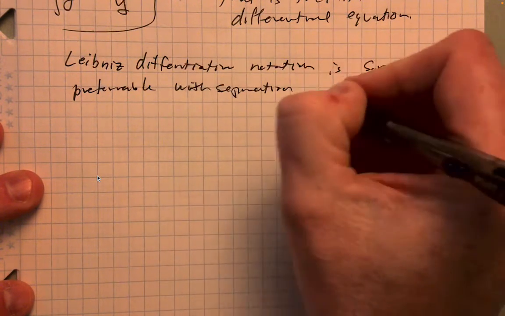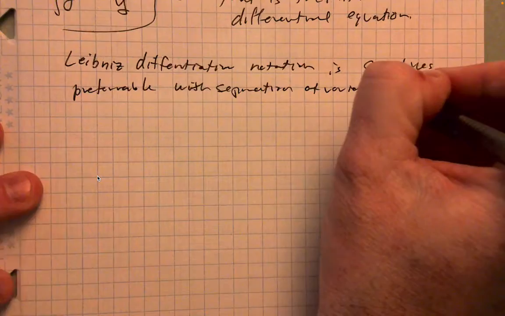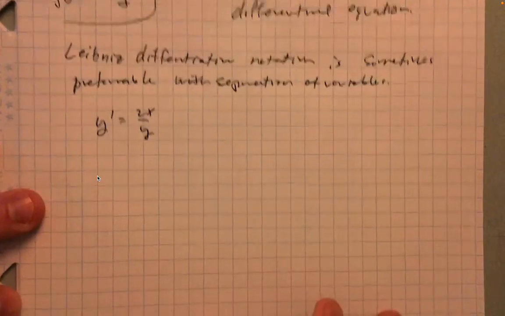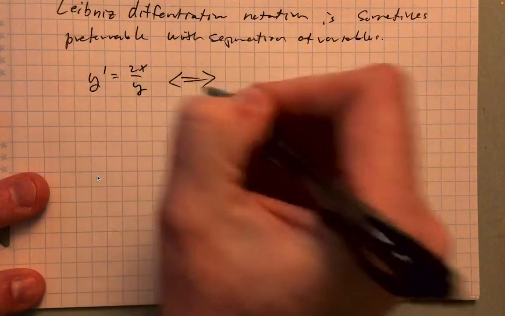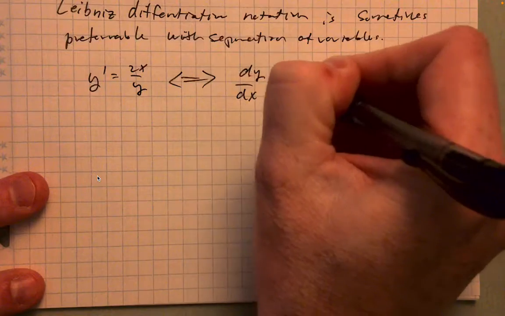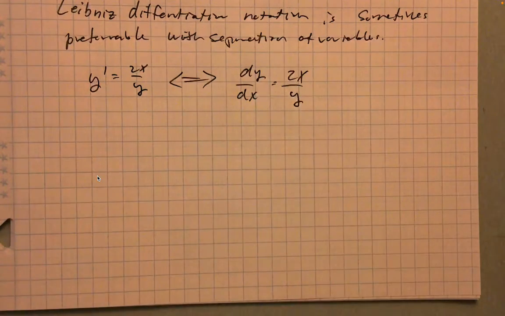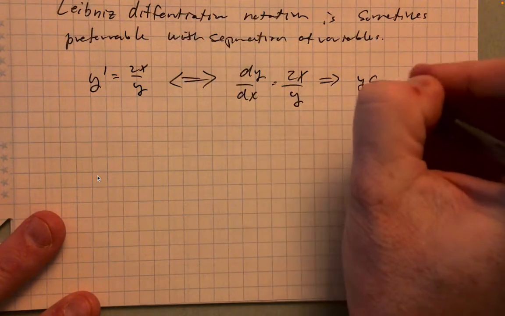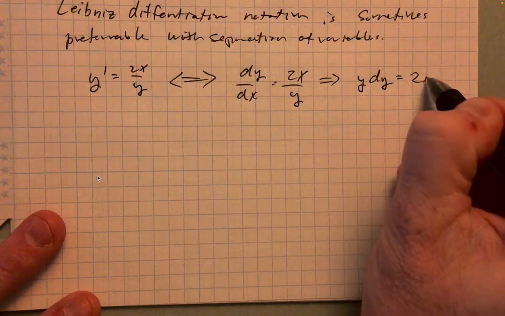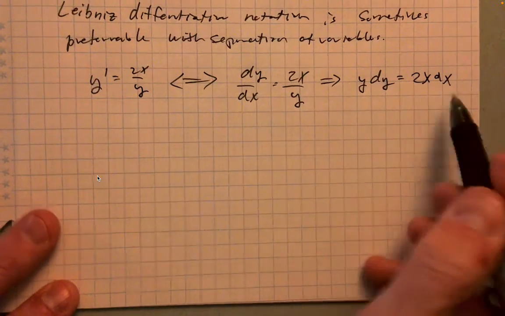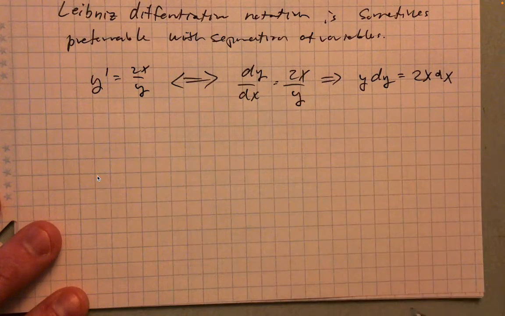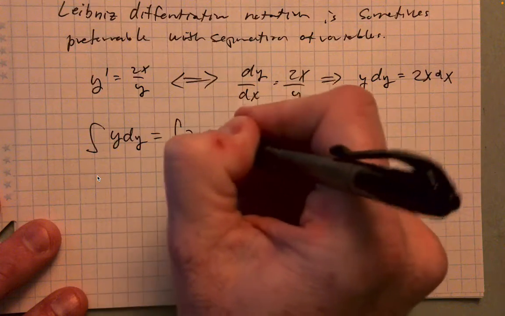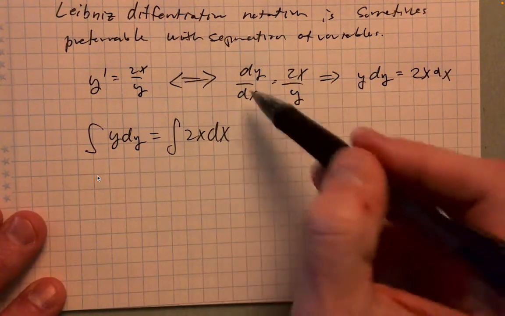It's somewhat more intuitive, right? So the previous example, y prime equals 2x over y, you could also write this as dy dx equals 2x over y. And then we can see very easily that y times dy would be equal to 2x times dx. And then we would just say, oh, integrate both sides, and you get the integral of y dy equals the integral of 2x dx. So it's somewhat more intuitive.